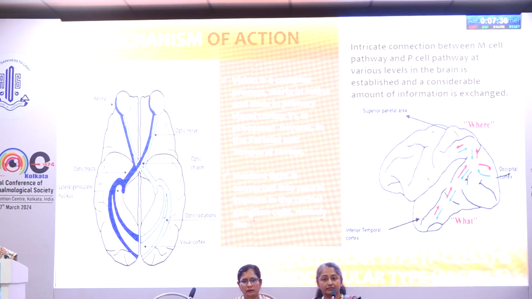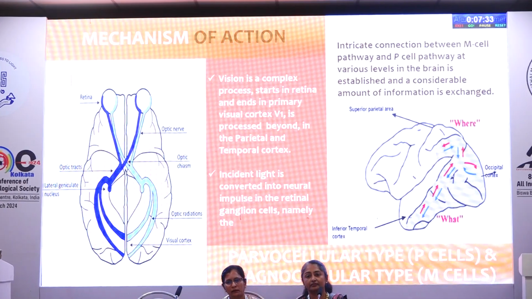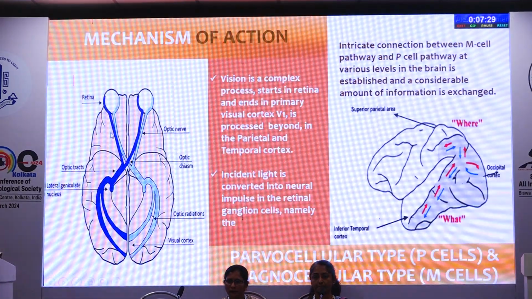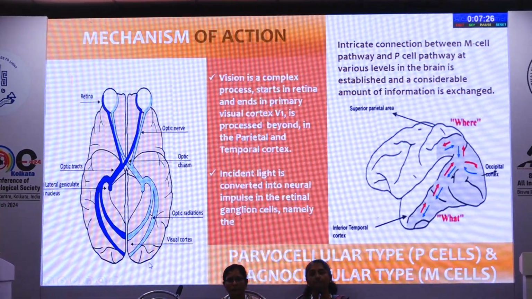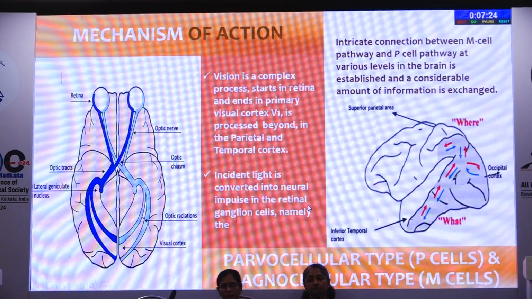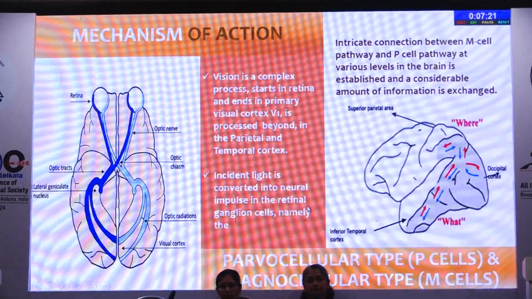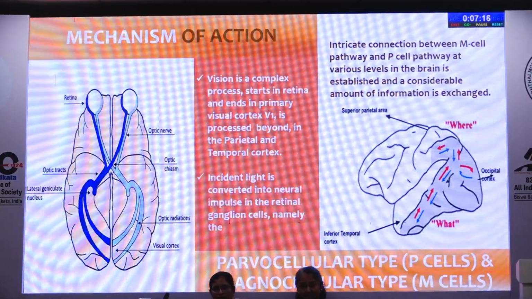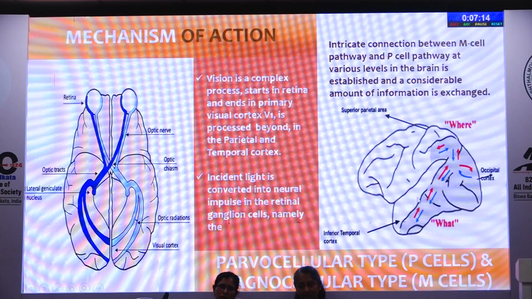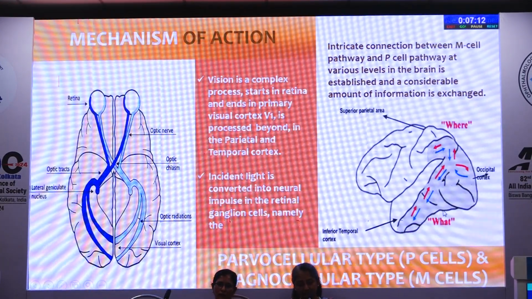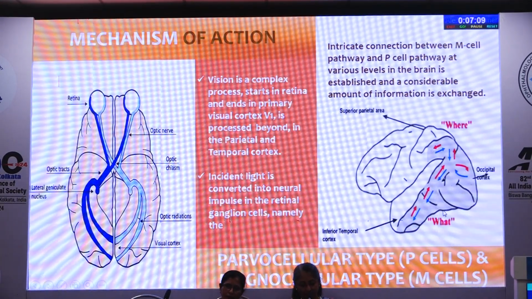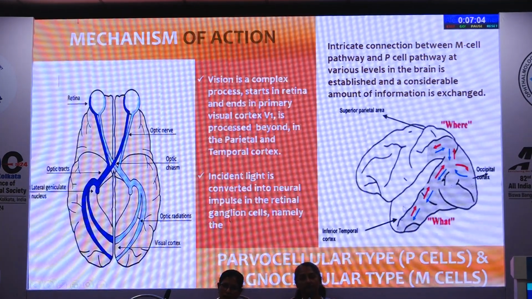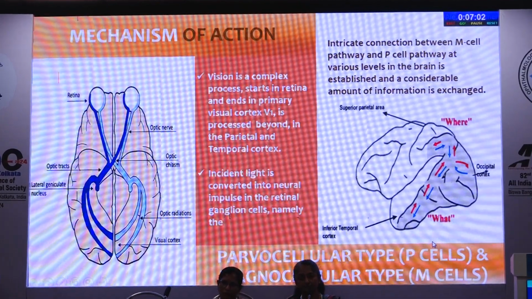So a little bit more in depth regarding this. Vision is a complex process which starts in the retina and ends in the primary visual cortex area. However, there are different components. The what component of vision is mainly mediated via the parvocellular pathway, or the P cells, and this deals with the form and the other structural components of the target. So this is mainly the what of vision, and it is processed in the inferior temporal cortex.